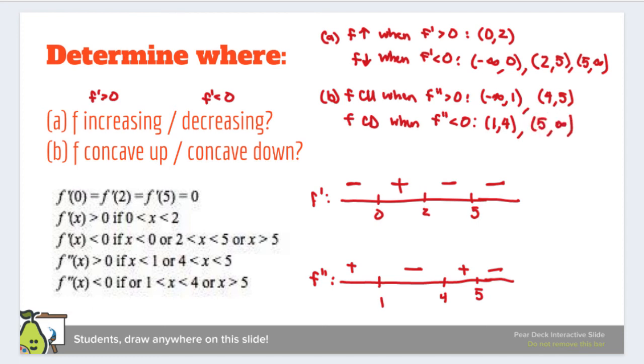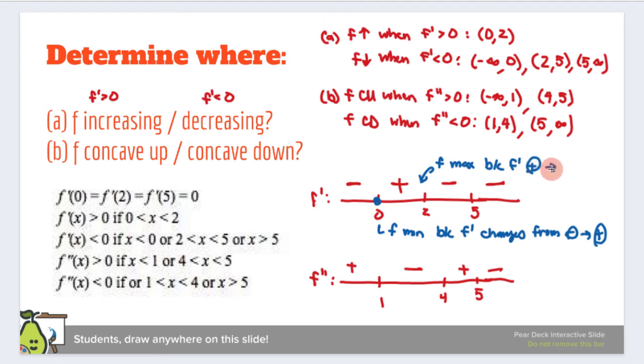Now, I could ask some extension questions, such as where are my maxes and my mins? That would be here. I have a min because f prime changes from negative to positive. And then here I have a max because f prime is going from positive to negative, right? And then there's neither here. So I only have one min and one max on this one.